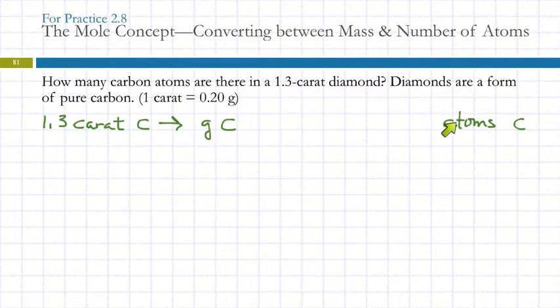Grams of carbon to atoms, what unit are we going to use in the middle? Moles. So we'll go from grams of carbon to moles of carbon to atoms of carbon. This conversion is using Avogadro's number. Grams to moles is using the molar mass from the periodic table.